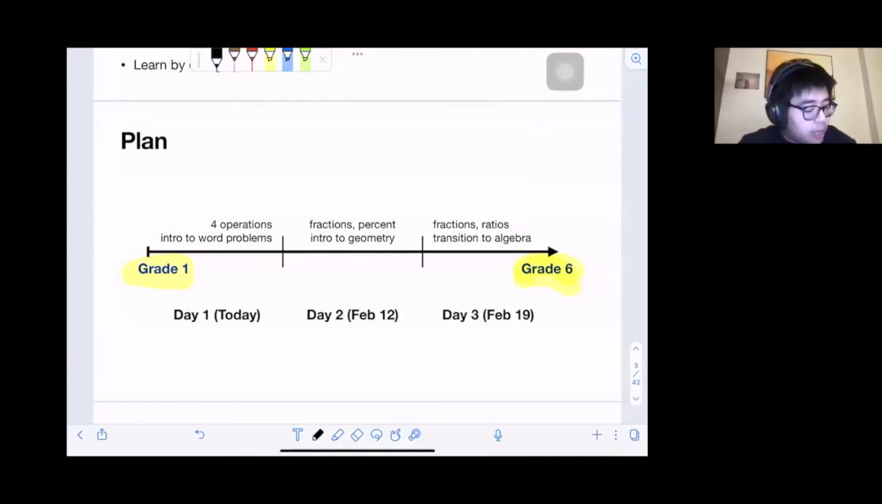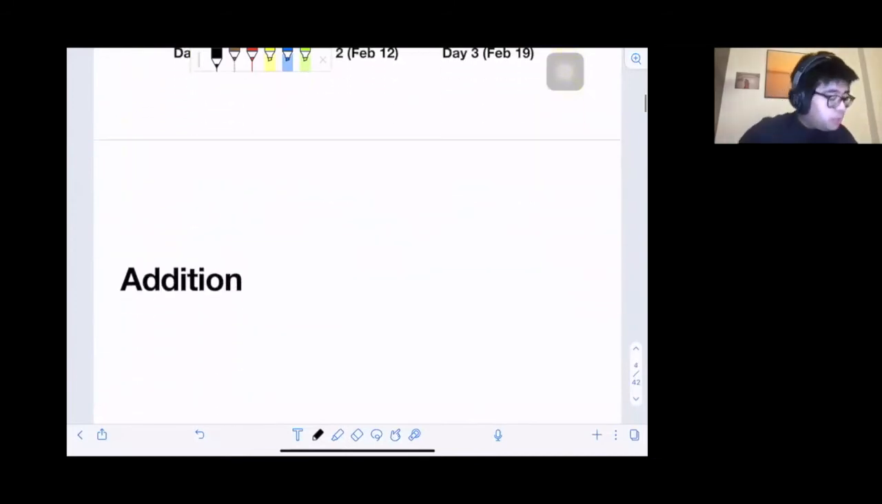And later on sa day 3, we can think about paano ba yung transition to algebra, to high school math, and to other forms of mathematics in college or also at work. No? So let's go into it.